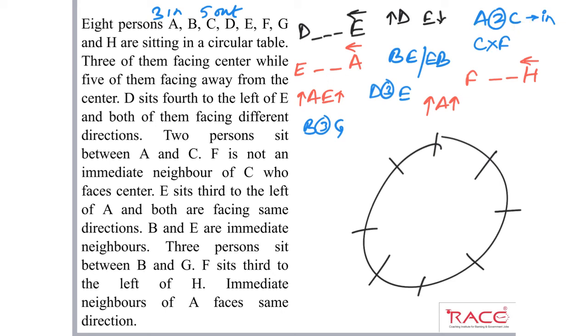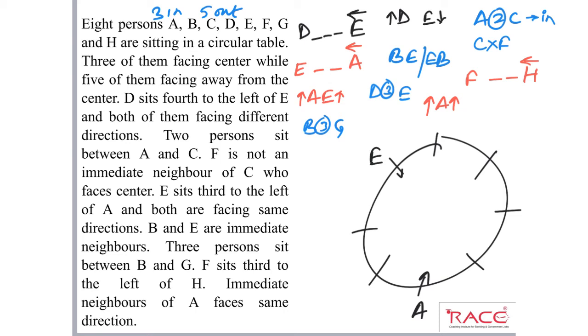So for example, I place A here. The direction of A I don't know, but what I know is that A and E are facing the same direction. So in the first case, I am assuming A is facing the center, and to the left of A I have E. So E will be here. E is also facing the center.